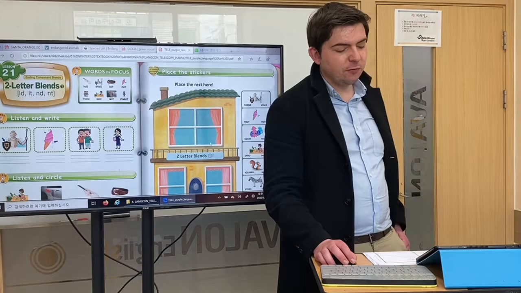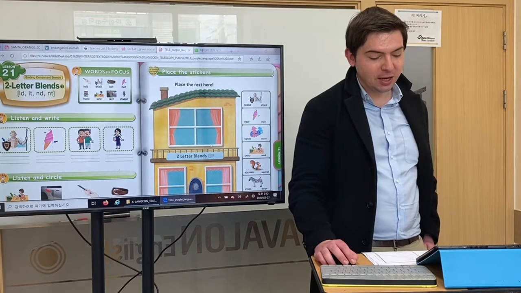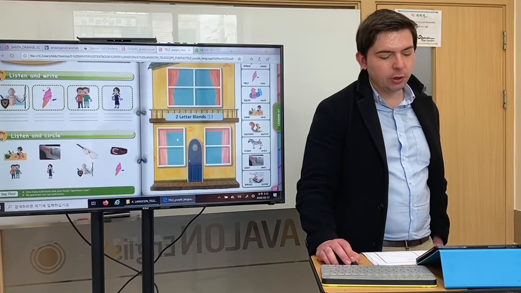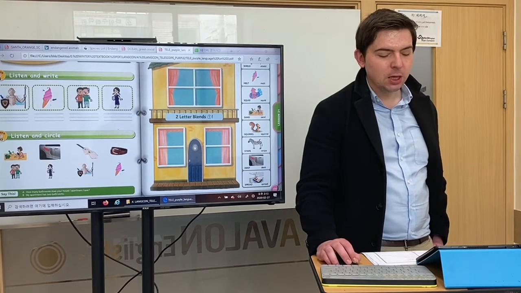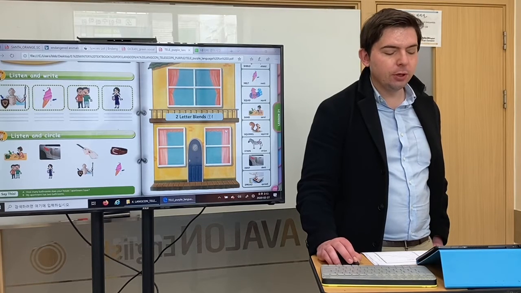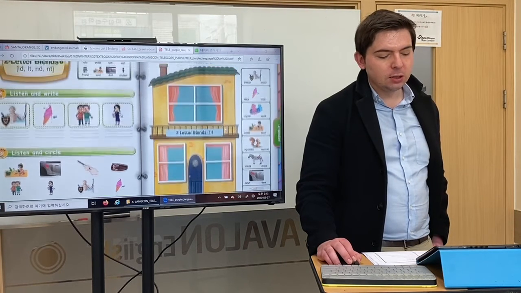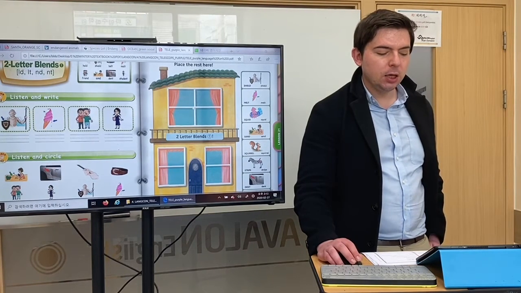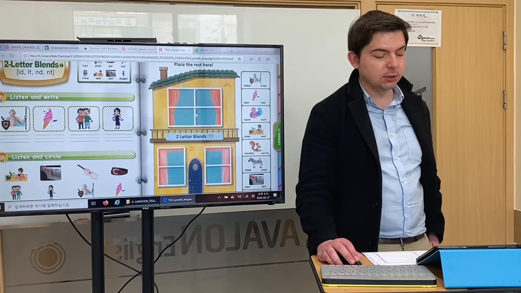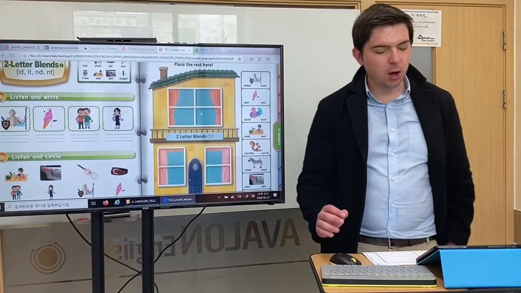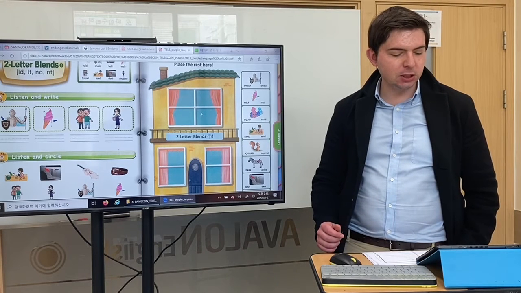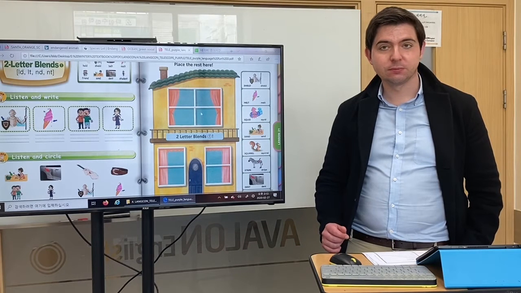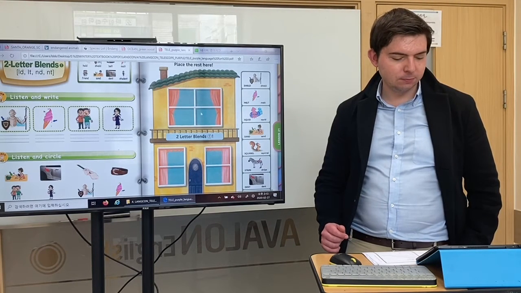Okay, so the next part, you know how to do this. We've done this very many times. The 2-letter blends that we just learned are going to be at the bottom part of the house, and the vocabulary words that we learned before that don't have the 2-letter blends are going upstairs here in this section of the house. Okay, so pause the video for a moment and attach your stickers. Are you ready? I'm ready. Very good.